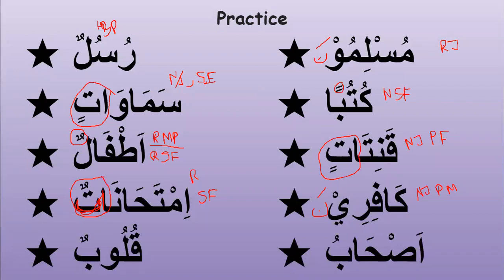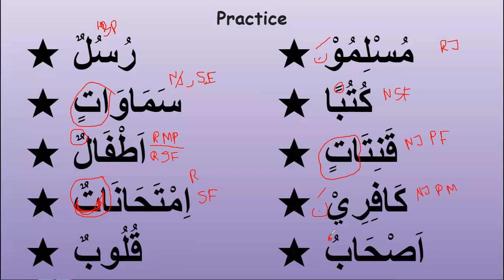Ashabu. It's Rafa. Singular. And it's light. What is the heavy version of it? Ashabun. Okay, perfect. Now I'm telling you, ashabu means dwellers. So it's a human broken plural.